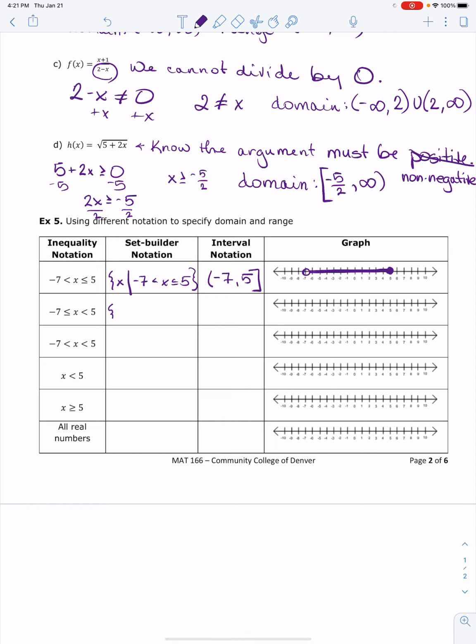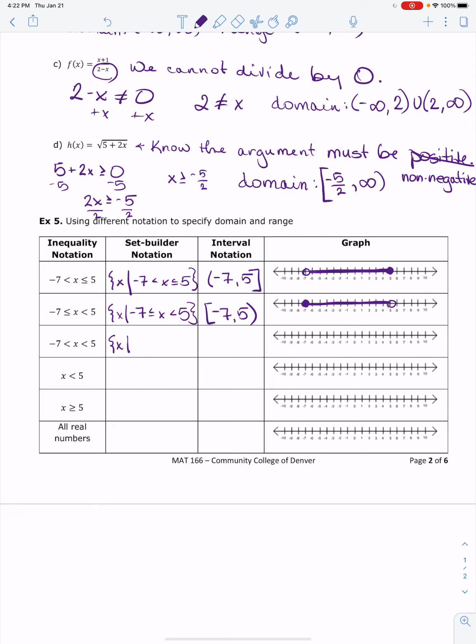So we've got the set of all x such that -7 is less than or equal to x, which is less than 5. This time that square bracket is going on the -7 part, parenthesis on the 5. We get that closed circle on the -7, the open circle on the 5, and it's everything in between.